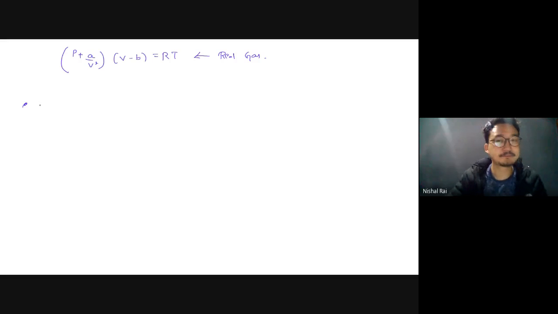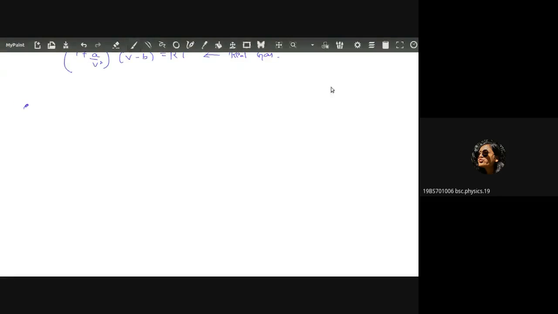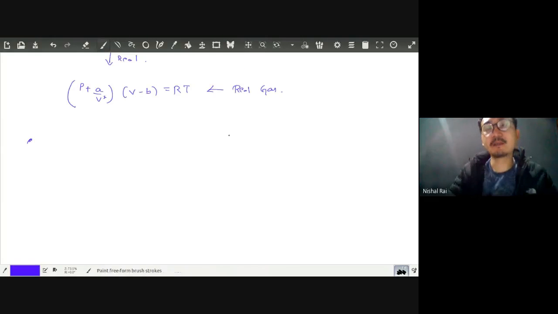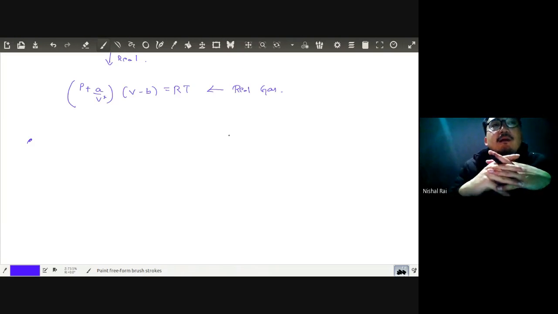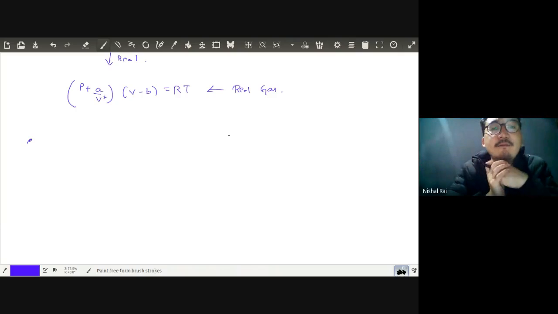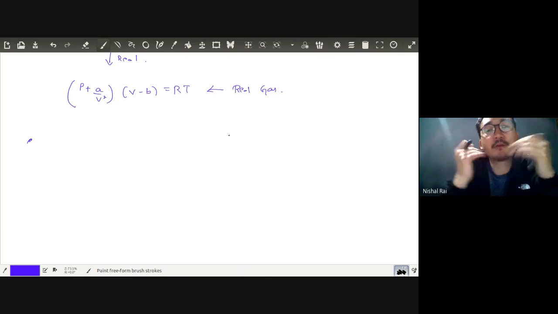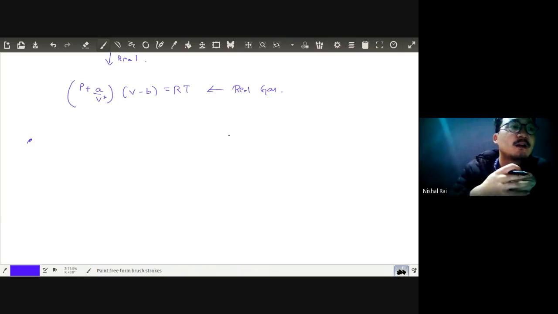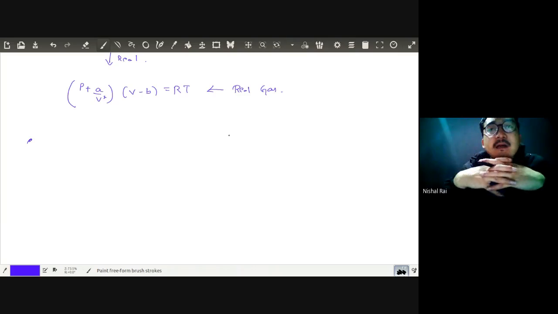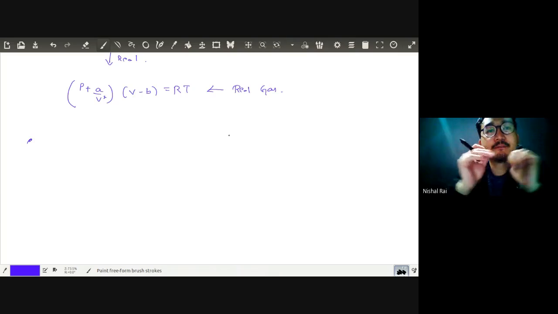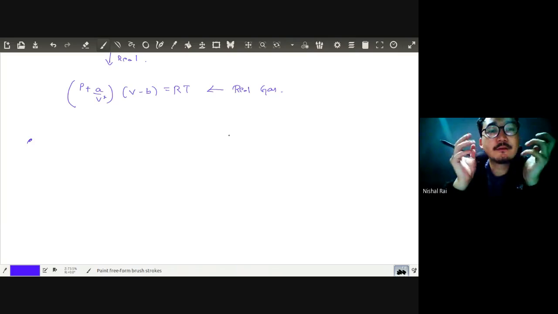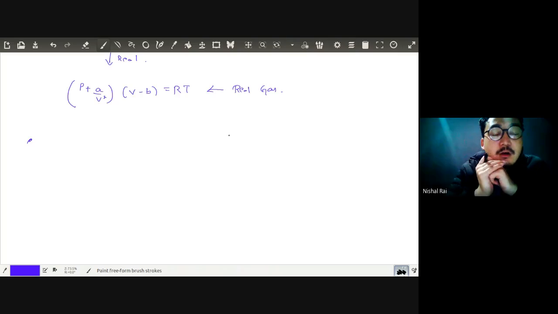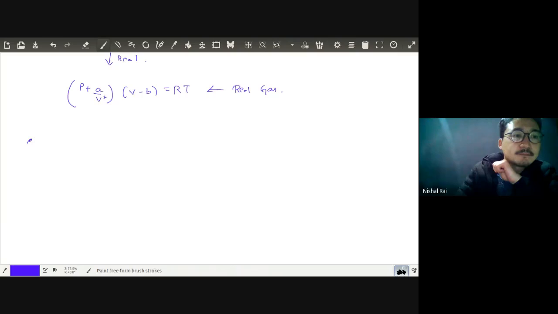Is it clear? Yes, sir. So why were the corrections needed? Because at high pressure and low temperature, real gases did not behave according to the ideal or perfect gas equation. So that's why Van der Waals made some corrections. Basically, he made a correction to pressure and volume, which accounted for these changes, and that's why we were able to correctly predict the behavior of a real gas.